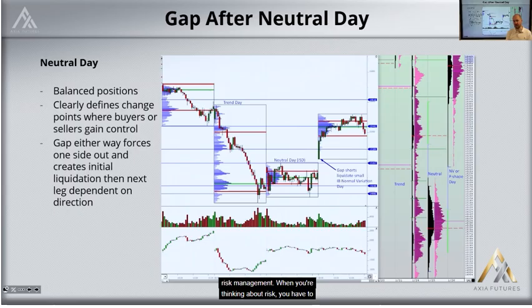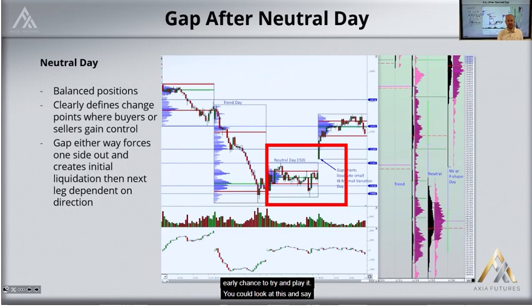When you're thinking about risk, you have to say to yourself, yes, this is perhaps not a risk that I'm willing to take, a full 25 ticks, but also ask yourself, is this a situation where I'm likely to ever get stopped out? On the whole, the gap away from a neutral day is not a situation where you're expecting to be stopped. And so your probability of this going up is very high, and this can give you that early chance to try and play it.